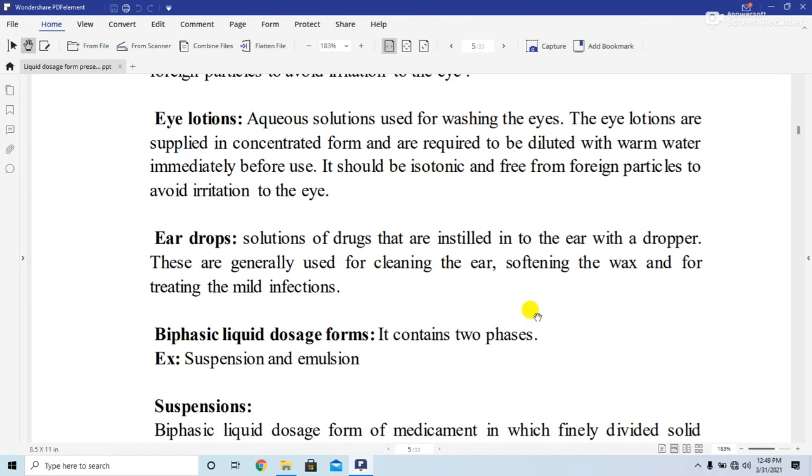Another liquid dosage form is called ear drops. All these are monophasic dosage forms, and ear drops are solutions of drugs. They are instilled in the ear with the help of a dropper and are generally used for cleaning the ear, softening the wax, and treating mild infections.